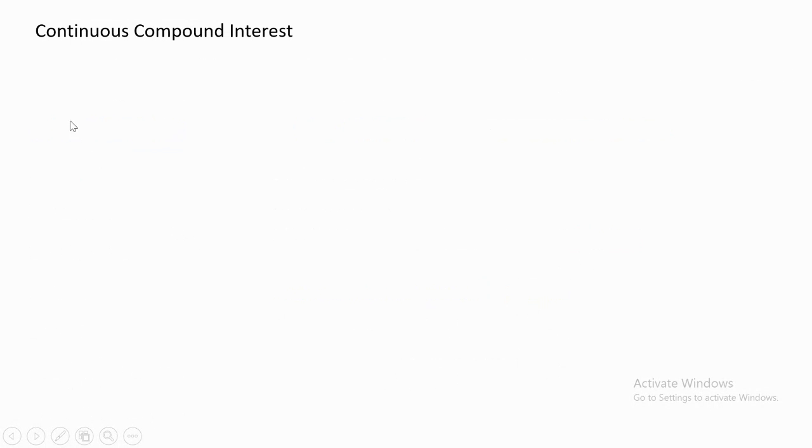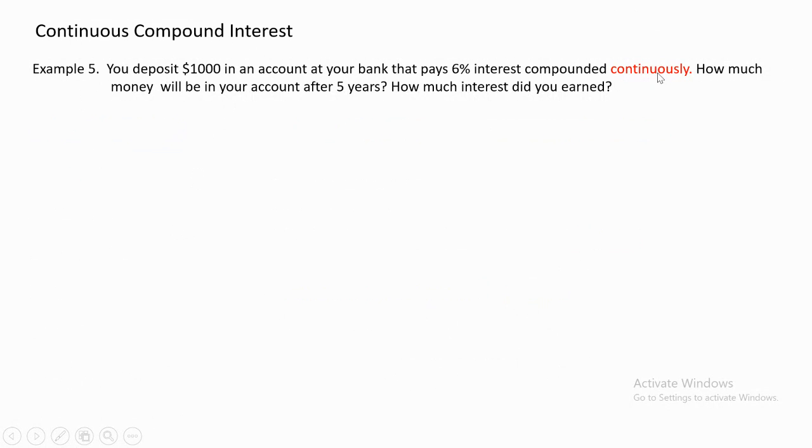Okay, now this is called the continuous compound interest problem. Continuous, right? Remember continuous? It was a different formula. So that's my new formula. Let's write everything down. This is the same problem as before, except instead of quarterly, it's continuous. How much money will be in your account after 5 years? So we're looking for the future value. The 1,000 will be your present value. The 6% will be your R, which is the interest, and as a decimal it will be 0.06, and the time is going to be 5.